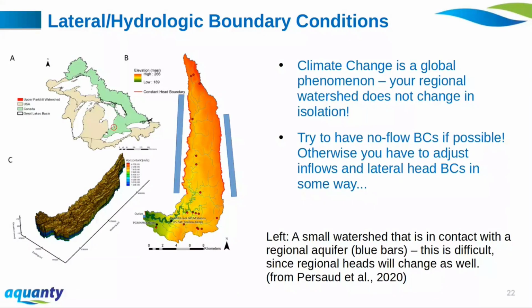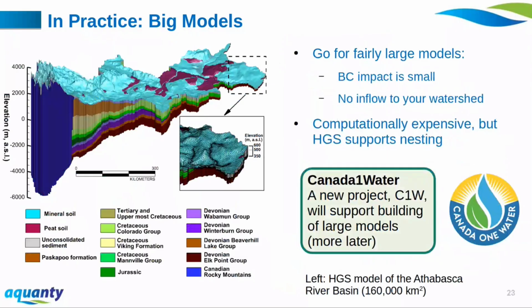Imagine if your head boundary conditions really drop, you can input or lose a lot of water from your domain, right? So in practice, build bigger models. This is just an example here, the Athabasca River Basin. It's a really large model. We have a model for that.